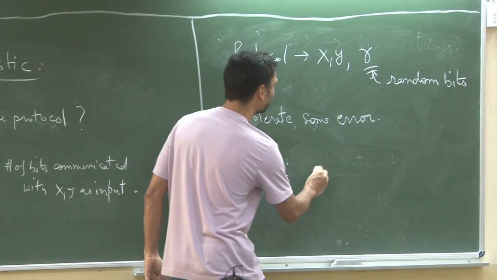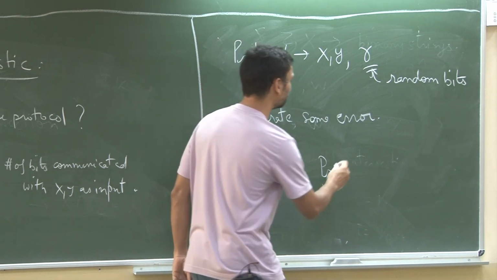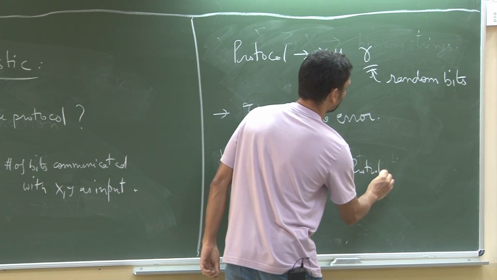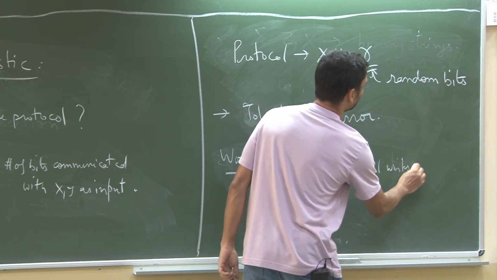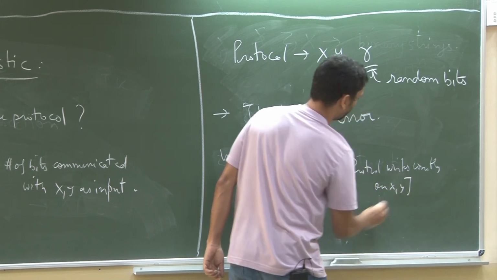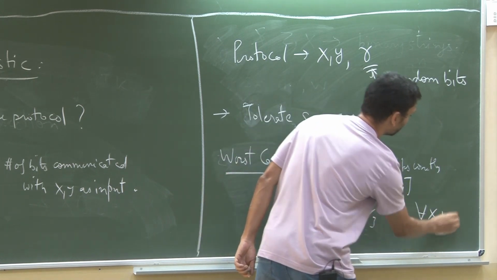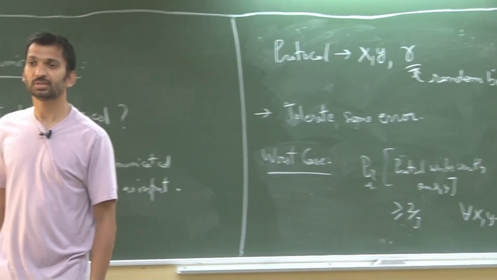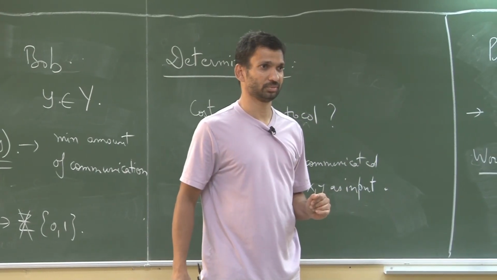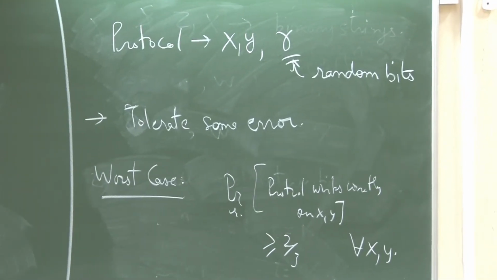It is saying that probability over R, the protocol works correctly on X comma Y is greater than 2 by 3, and this holds for all X comma Y. This is one measure of saying my protocol works correctly. This is fine. Why 2 by 3?